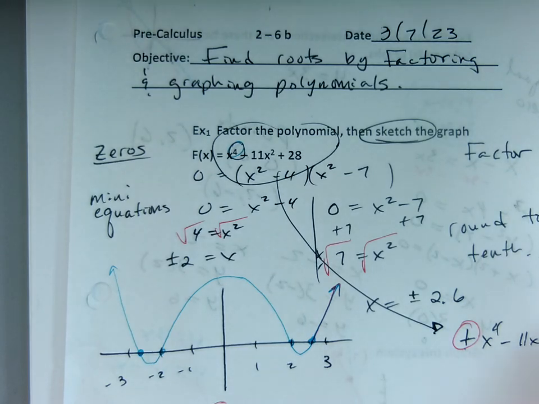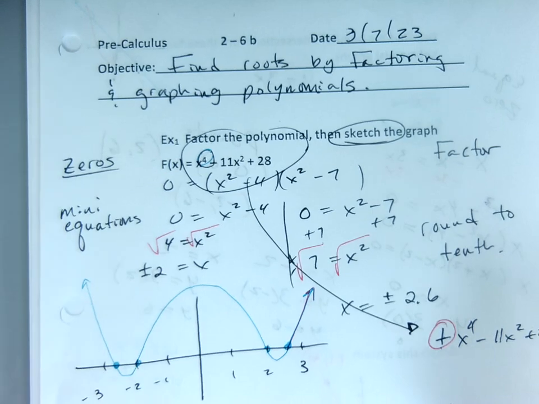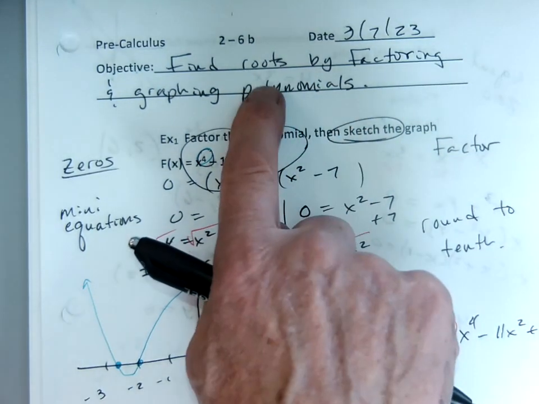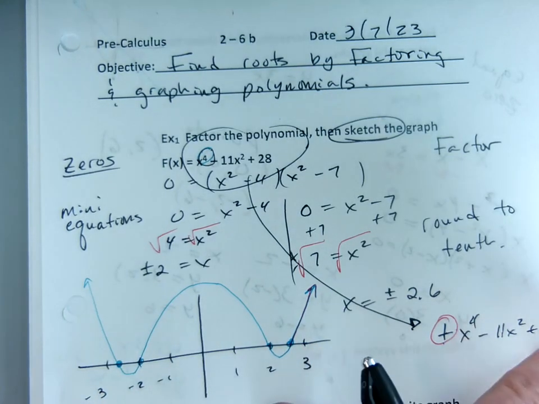So, lesson 2.6, and we're talking about factoring. The idea is to factor. What we want to do is find the roots. And the roots are going to be like the zeros, which are also like the x-intercepts, okay?